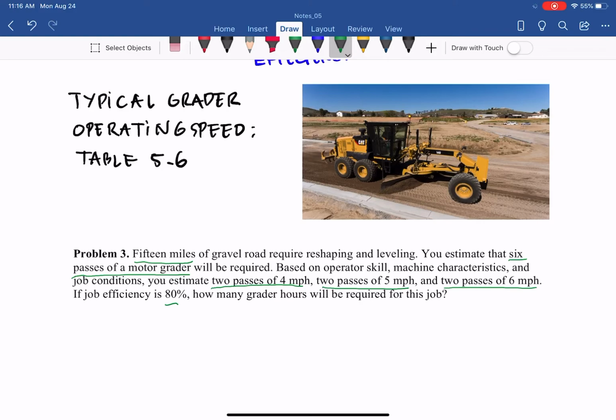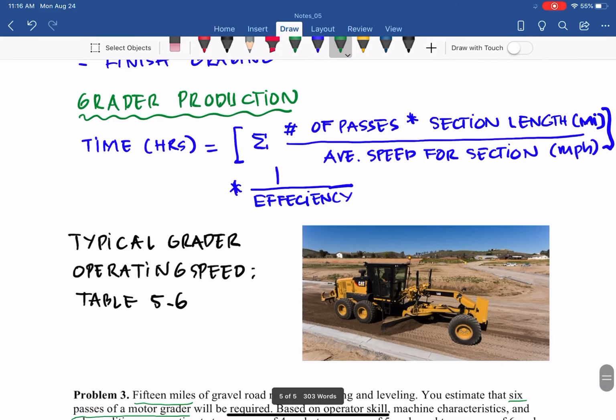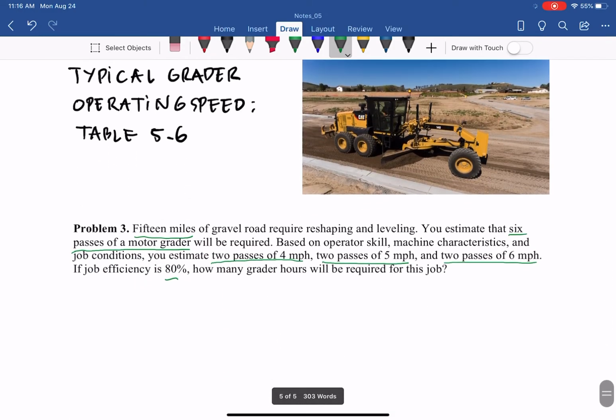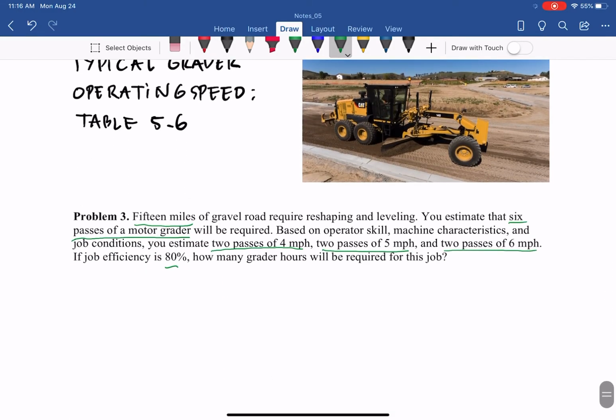How many grader hours will be required for the job? We just apply the equation. How much time is needed to do this job? The question becomes time. In terms of hours, how many hours do I need for this grader on this job site, with the section being 15 miles?